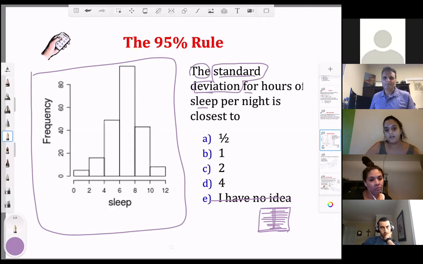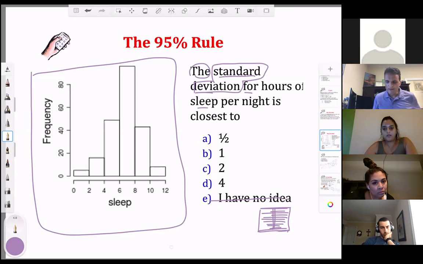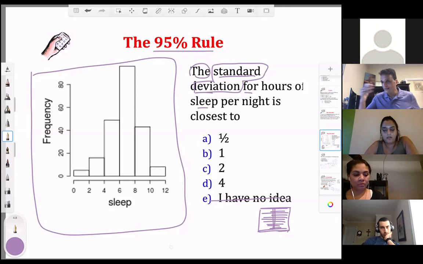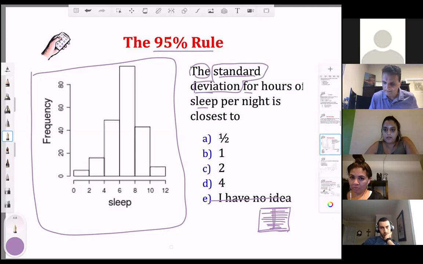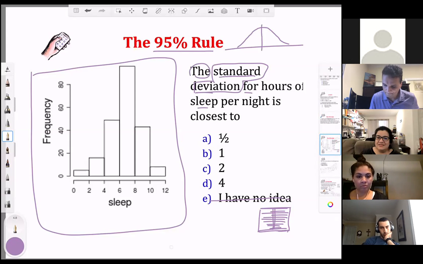There's a definition in your notebook that says how far the data are from the mean. And there's a 95% rule. You should have this in your note sheet. It only happens on the bell shape or normal distribution. So this is a median. You don't need to do any algebra to do that. This is going to be a bell shape.